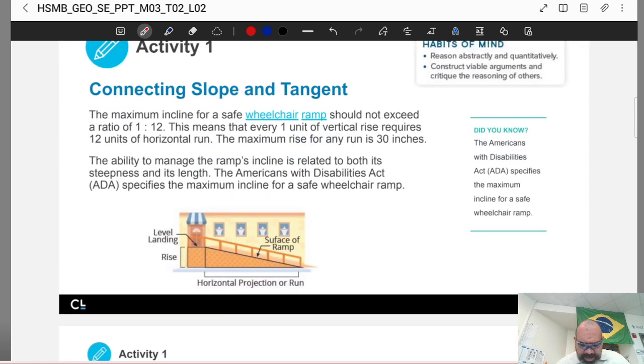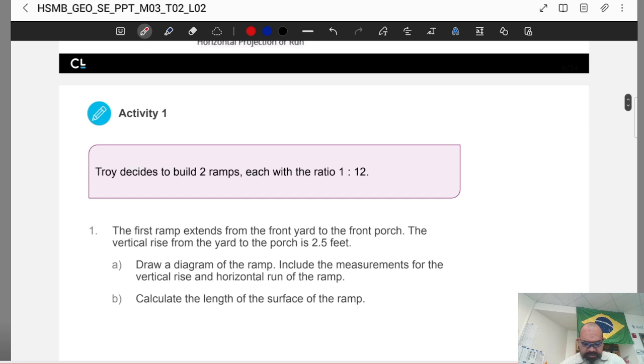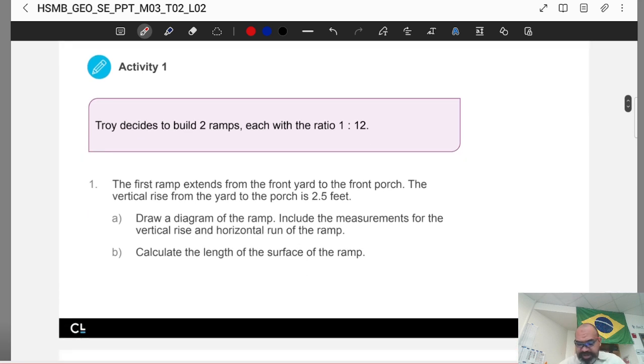The maximum incline for a safe wheelchair ramp, remember the words we started, should not exceed a ratio of 1:12. This means that every 1 unit of vertical rise requires 12 units of horizontal run. The maximum rise for any run is 30 inches. Let's just keep reading. Go to the question, page 549 right now.